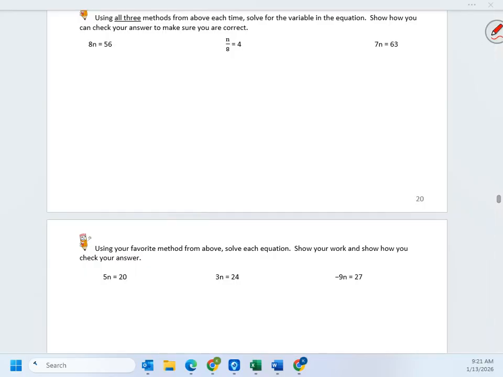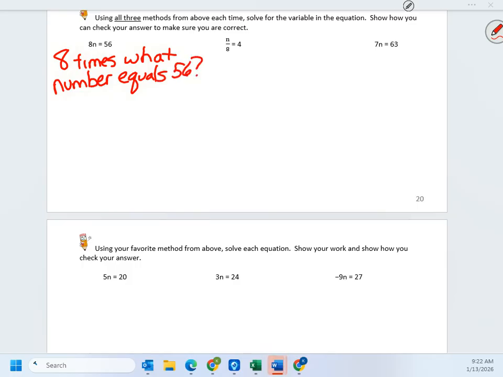What's one of the methods that we could use for 8n equals 56? Jackson. 8 times what number equals 56? Yeah, we could write that logic question. 8 times what number equals 56? Who knows their math facts? Who can give me an answer? Presley. 7.